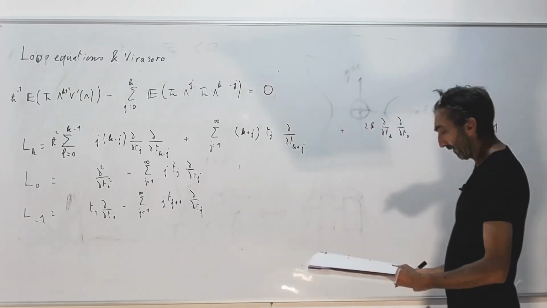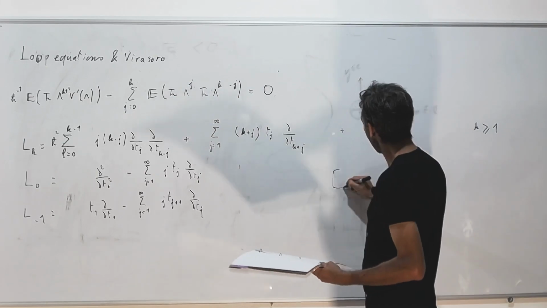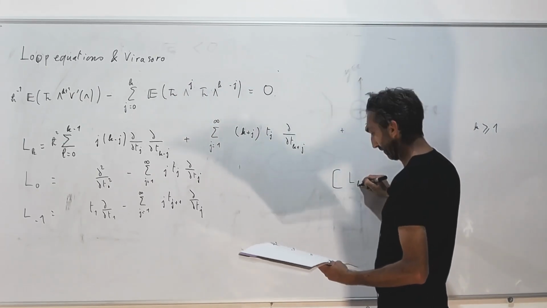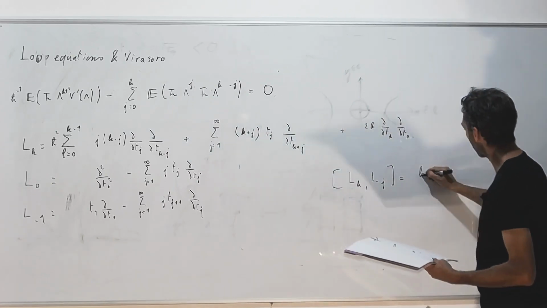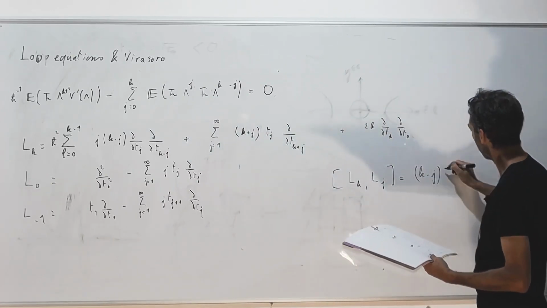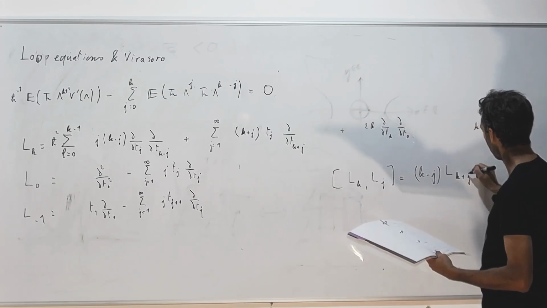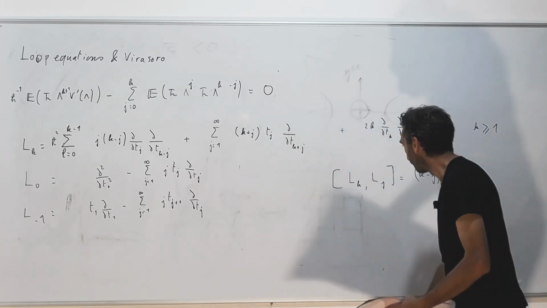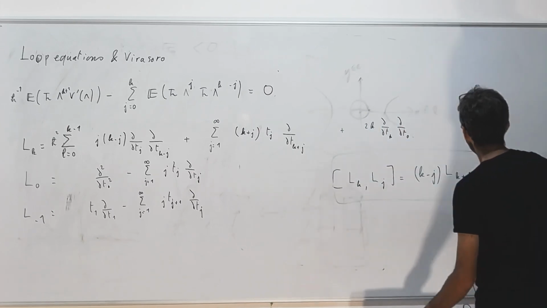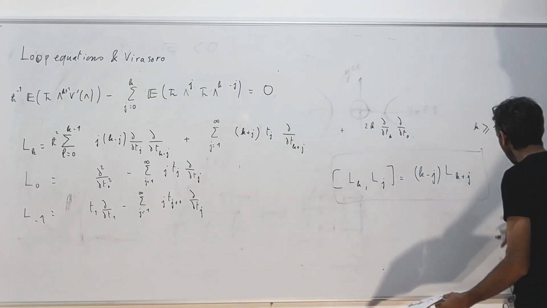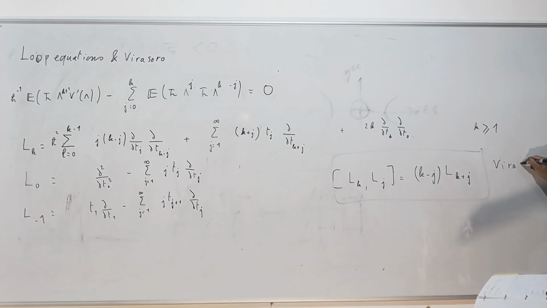You can easily compute that these operators satisfy the Virasoro algebra, LK, LJ, or the positive part, which is called the De Witt algebra. So they satisfy Virasoro relations, these operators. Or De Witt.